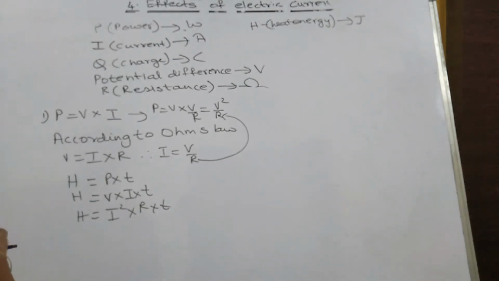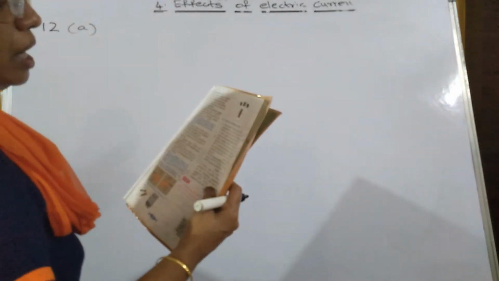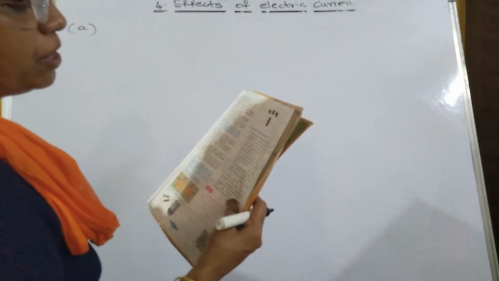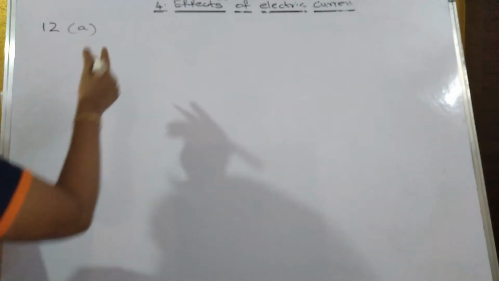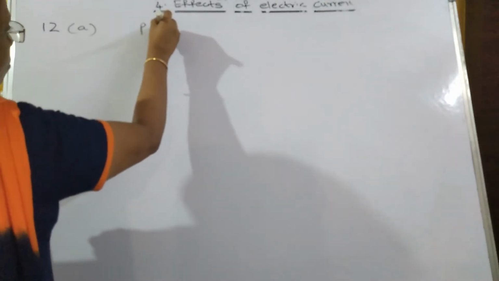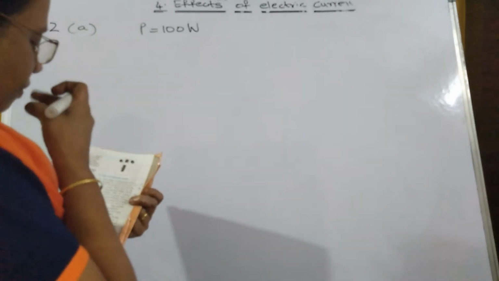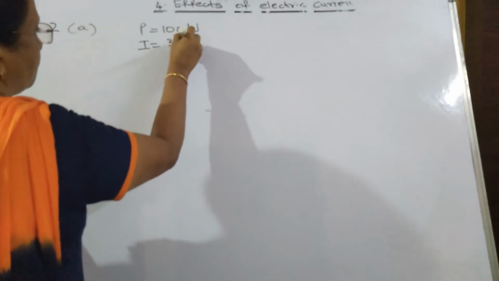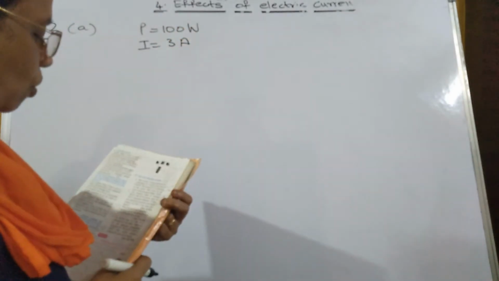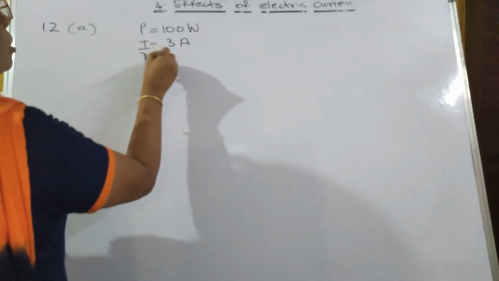Now we will start with the numericals of this lesson. Solve the following examples. Question number 12, first one A. Heat energy is being produced in a resistance in a circuit at the rate of 100 watt. So P is given, that is equal to 100 watt. The current of 3 amperes, so I is given as 3 ampere, is flowing in the circuit. What must be the value of resistance? So R we have to find out.